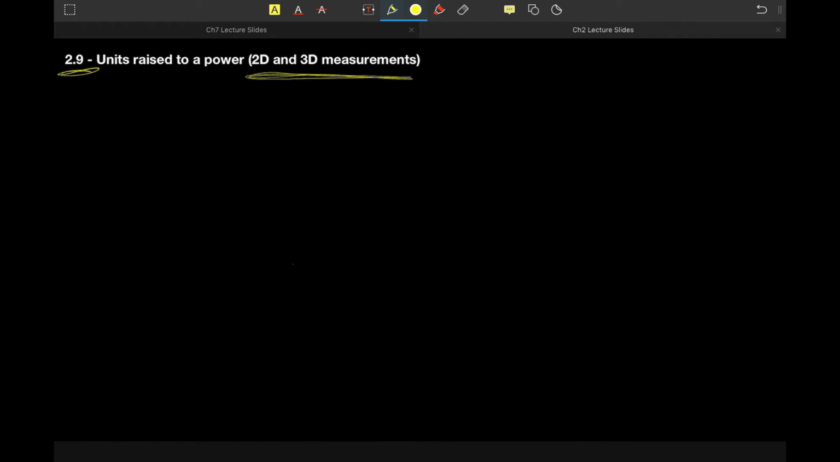When we're talking about 2 dimensions, we're talking about things like area. 3 dimensions would be things like volumes. If we think back, you have known for quite some time that area can be measured in things like meters squared or any variation on length squared. Volumes would be cubed, any variation of length cubed.